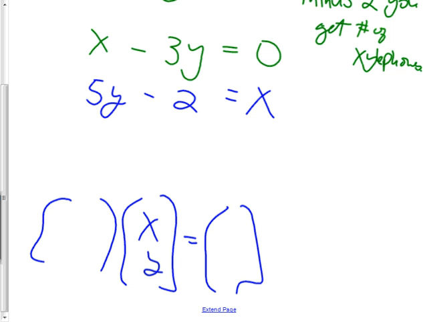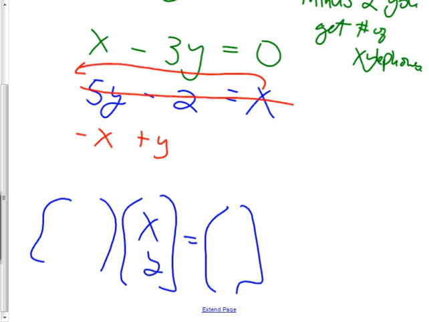Okay, so this equation here is the one that was not written in the right order. I'm going to bring this x over to this side, so it's going to be negative x. That's a positive 5y still. And then the negative 2 here needs to go to the other side. Equals 2. See, x is first, and then y, and then the number.